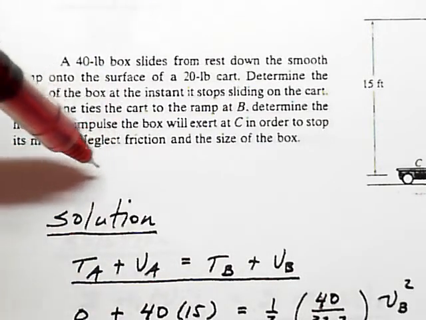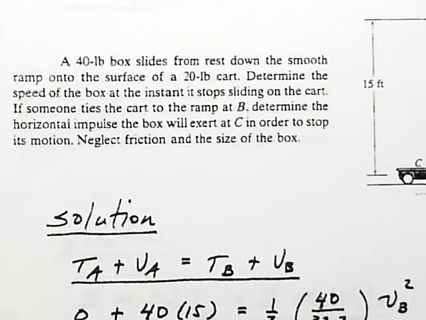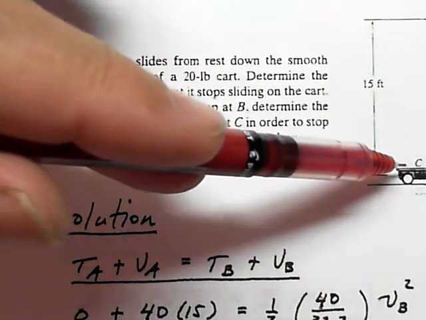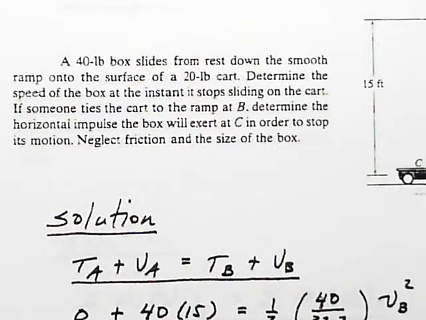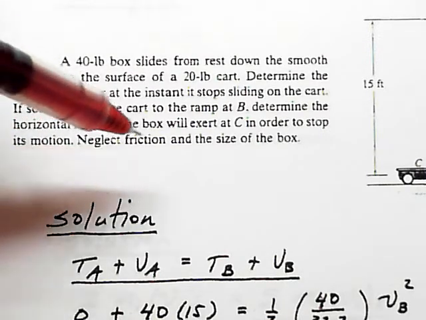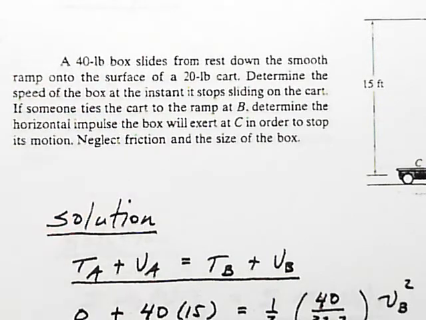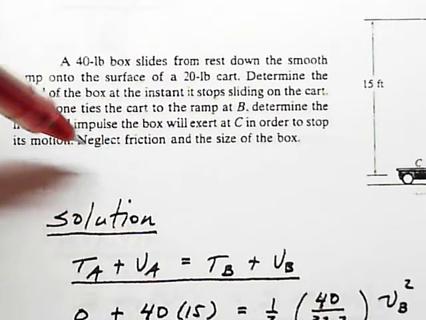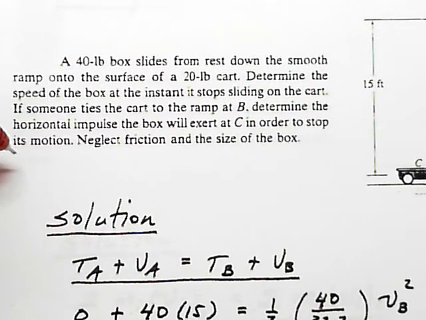What we're being told is don't worry about the value of the friction between the cart and the box, because you won't need it to answer the precise question asked, which was determine the horizontal impulse the box will exert onto the cart to come to a stop. But we weren't asked for the distance and we weren't asked for time. So let's see how this all hangs together.